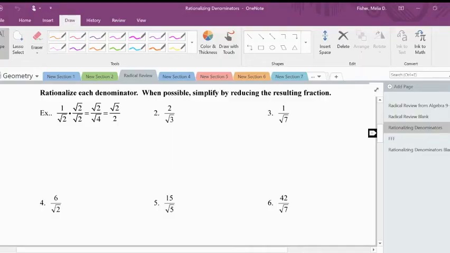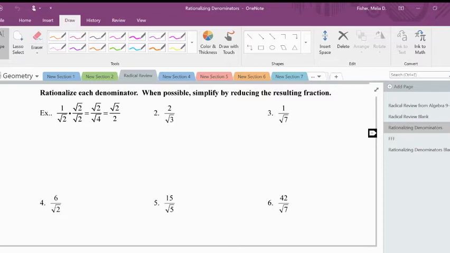Hello, everybody. We're going to talk about rationalizing denominators. You'll notice that this looks an awful lot like your homework worksheet. That's because it is the homework worksheet. What you're supposed to do on your own is the odds, and together we are going to look at some of the evens.